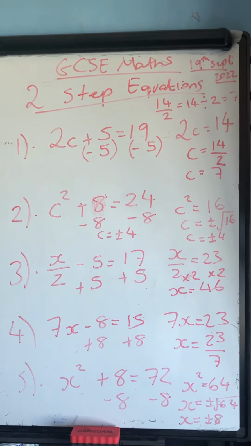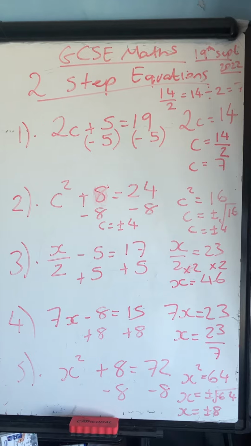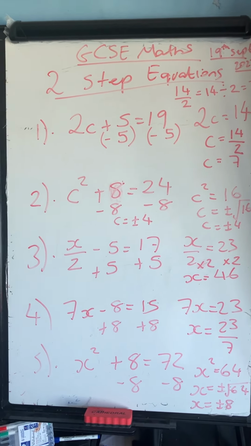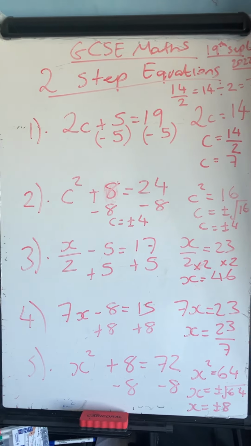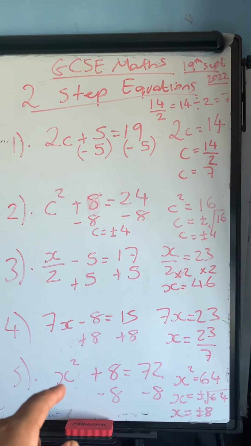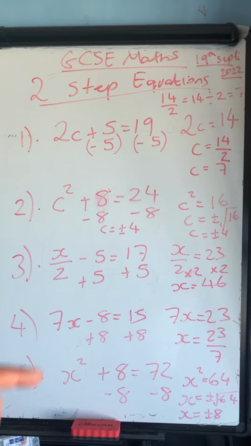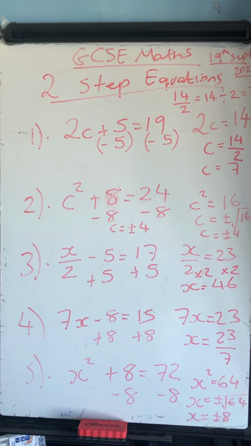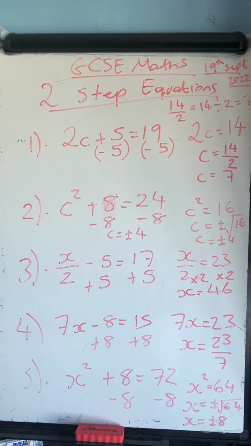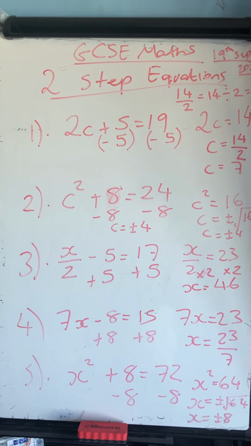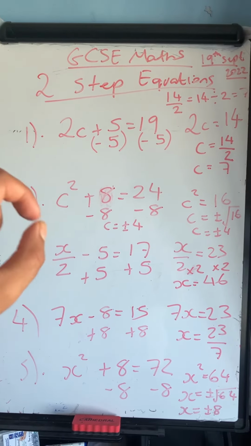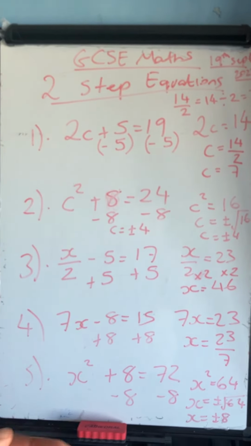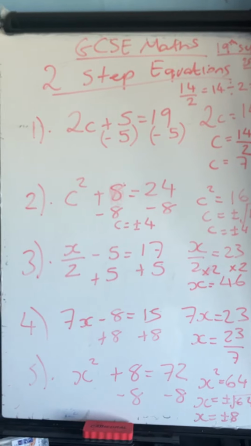X can equal negative 8, because if I square a negative, I get a positive, and if I square a positive, I get a positive. So that's why X can take two values. So question 2 and question 5 are what I call a quadratic equation. Question 1, 3, and 4 are what I call a linear equation, but they are all still classed as two-step equations because it's taken 2 steps to work out my answer.